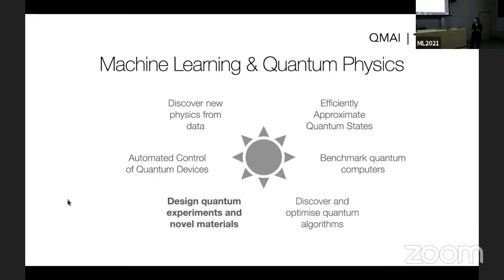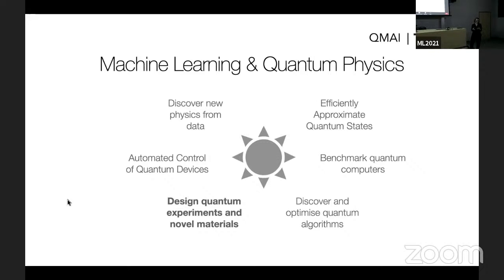Then there is a super cool thing: you can actually design both quantum experiments and new materials. There are very cool experiments going on where AI is designing your optical setup with the objective of producing a specific final state.